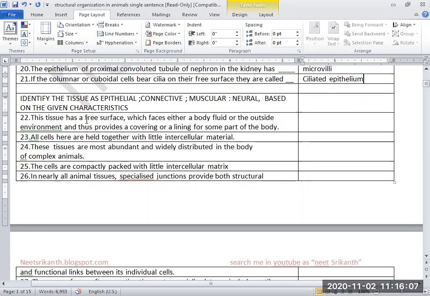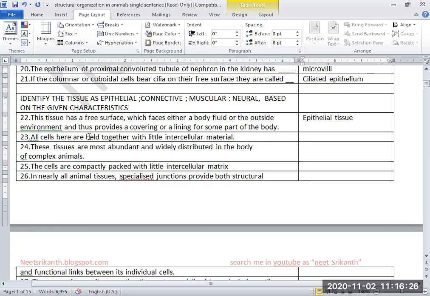This tissue has a free surface which faces either a body fluid or the outside environment and thus provides a covering or a lining for some part of the body. Which tissue is that? We have 4 options. Epithelial tissue. Yes, epithelial tissue.